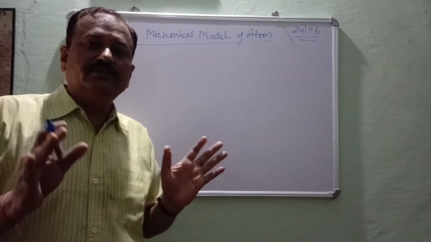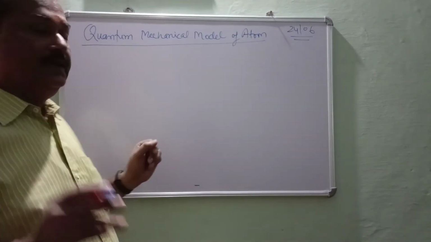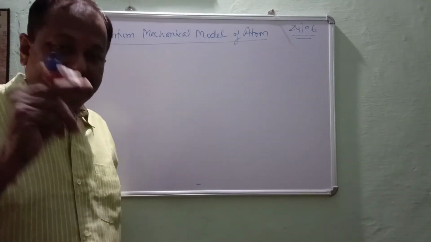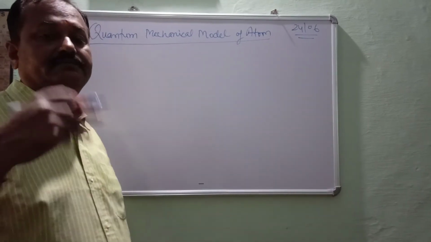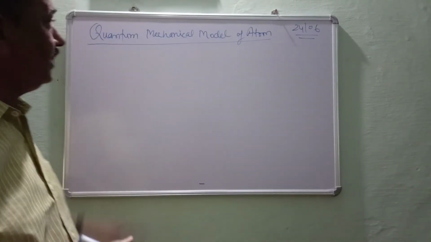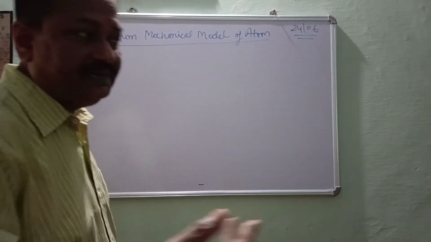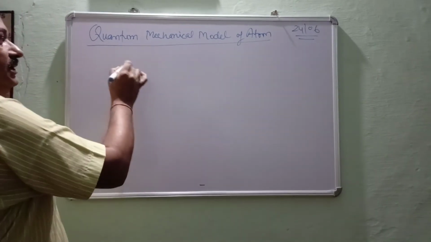I'm going to explain the quantum mechanical model of the atom. Our point is why we study it. Earlier we have seen the wave mechanical model, then the particle matter model proposed by Einstein. Now this quantum mechanical model has very much advantage over those two models, and it was proposed by Erwin Schrödinger.